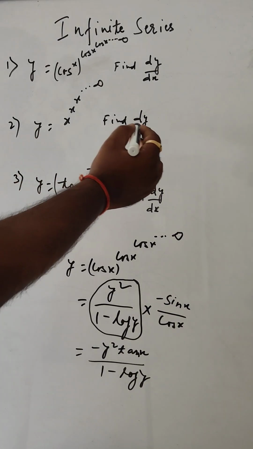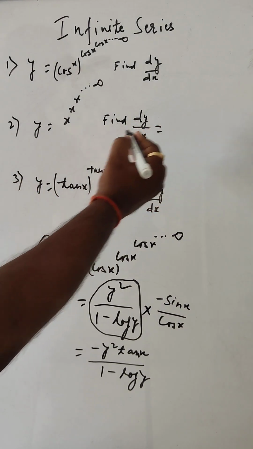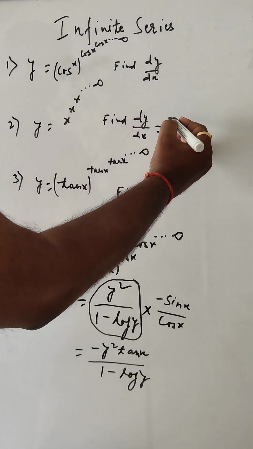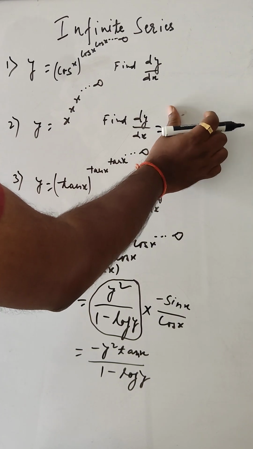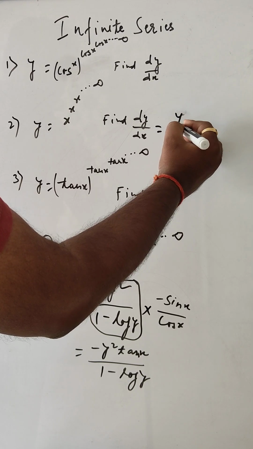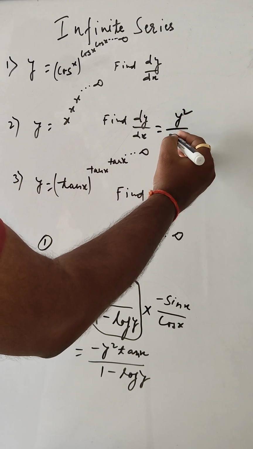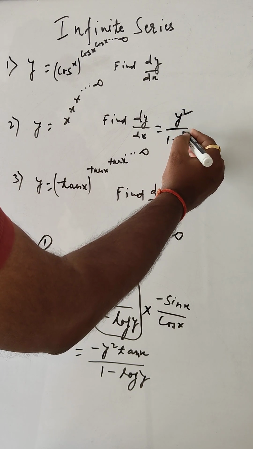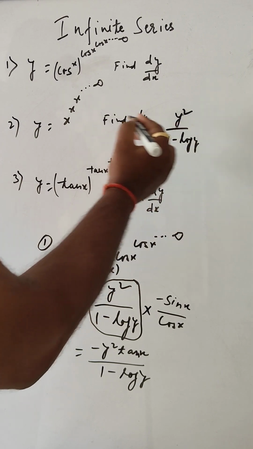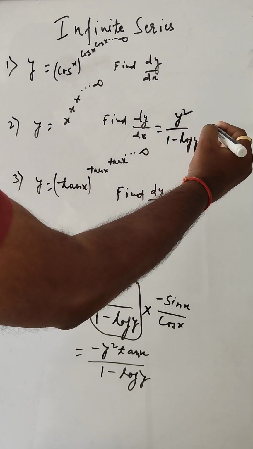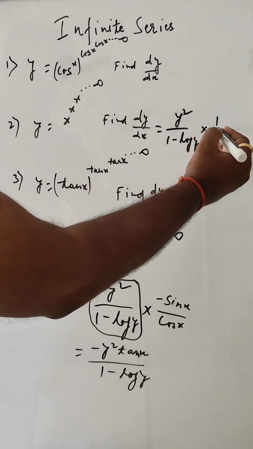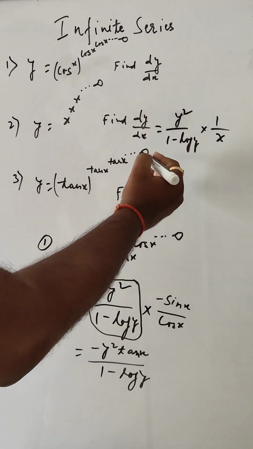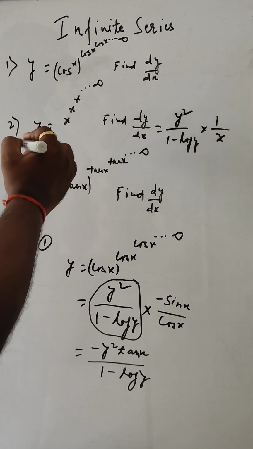So similarly for this one, what we have is y squared divided by 1 minus log y, and the differentiation of x is 1, divided by x. So this is the answer for this one.